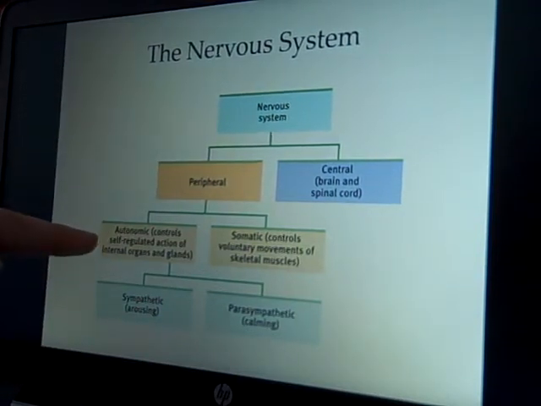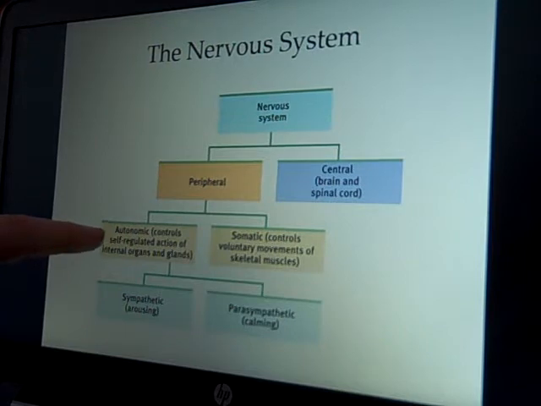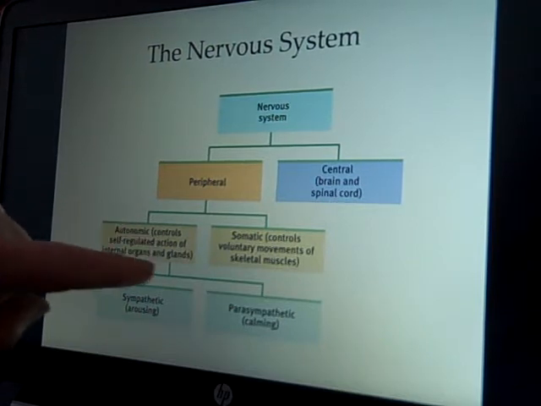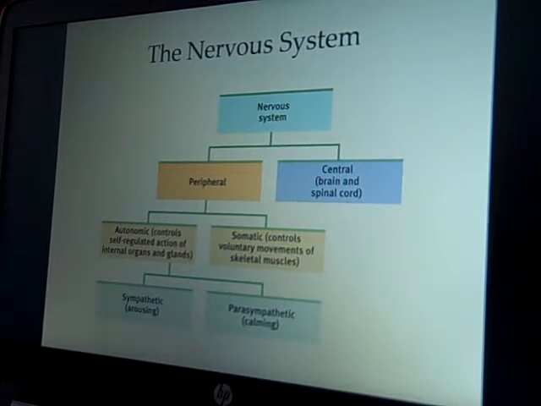The autonomic, don't confuse that with automatic, the autonomic ones, they're self-regulating, and you don't have direct control over them. Those are the sympathetic and the parasympathetic system. The sympathetic system is what we often refer to as the fight or flight. I'm sure you've heard that before.